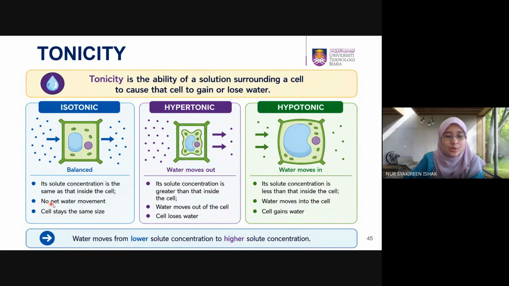When it says no net movement of water, it doesn't mean that the water stops moving. It means that water moves in and out of the cell at the same rate. Water still moves, but at the same rate. That is what is meant by no net water movement. Because water moves in and out at the same rate, the cell will stay the same size. And then for the second one, hypertonic solution.